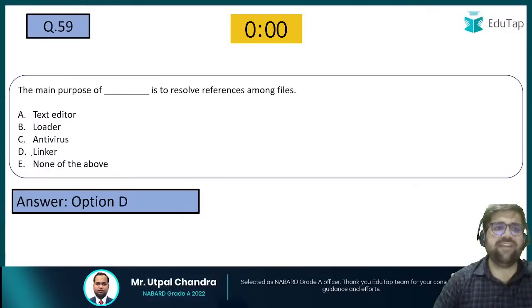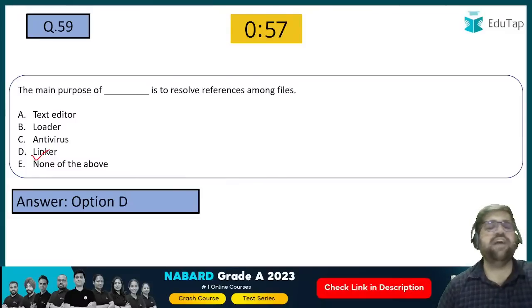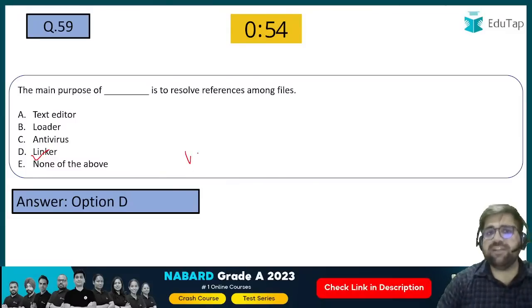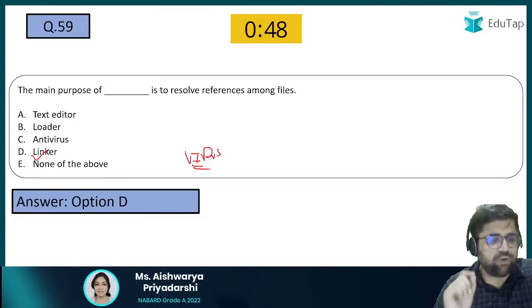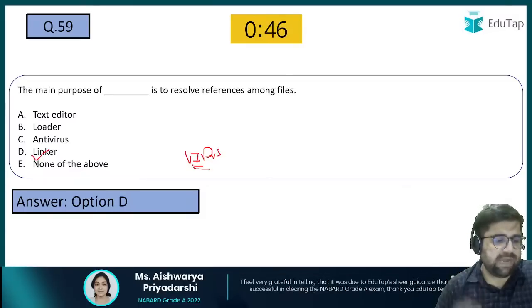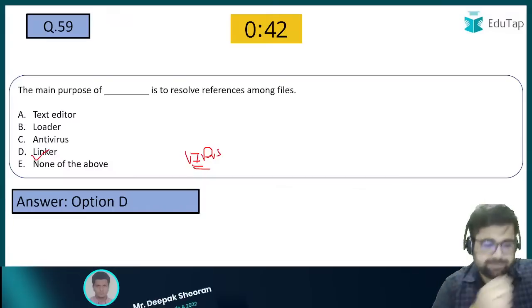Now here, antivirus means what? I hope you know it. It is a software which will fight against the virus. Come on, give me the full form of virus. What is the full form of virus according to the young minds which are sitting in my class?